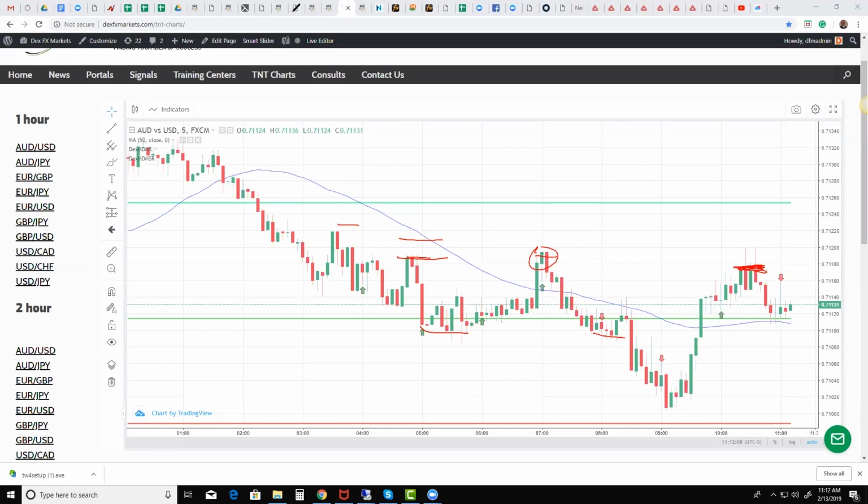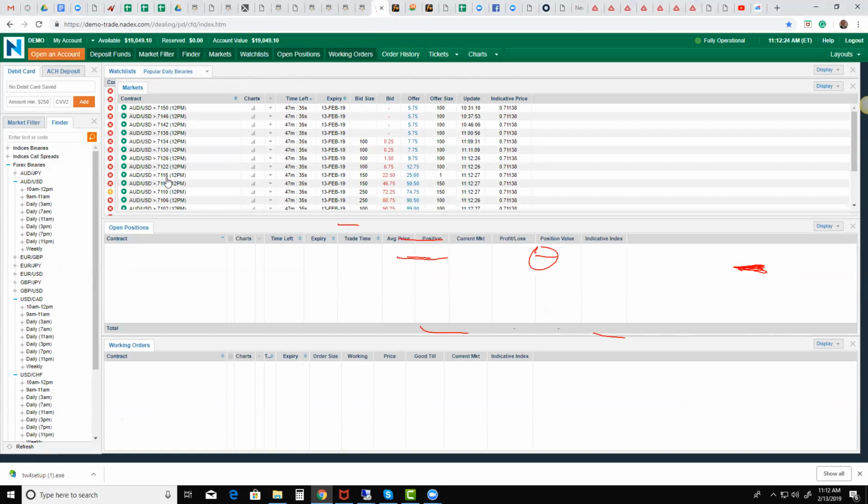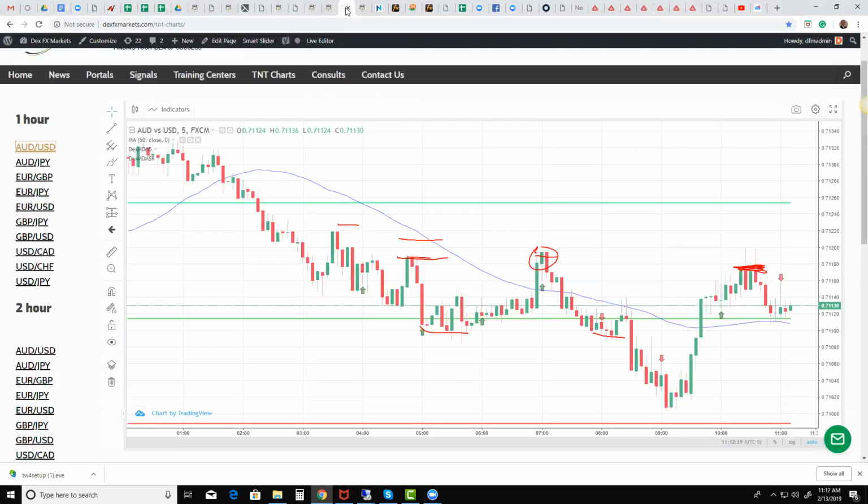So let me move some of my stuff out of the way here. If I head over to Nadex and I'm looking at the Audi USD, and I'm looking for the next hour, the 12 o'clock hour. I'm looking at 71.18. There it is. It does have money on it. But remember, I'm looking for perfection. I'm not looking for just to get into a trade.